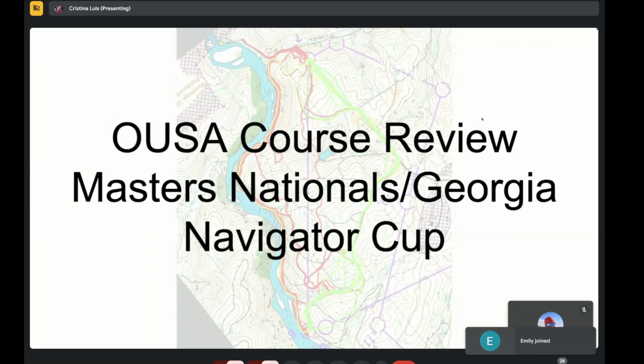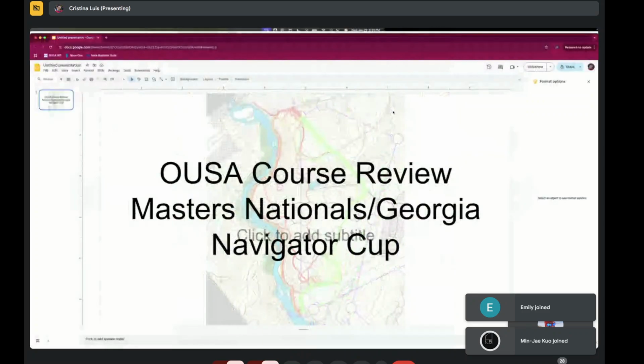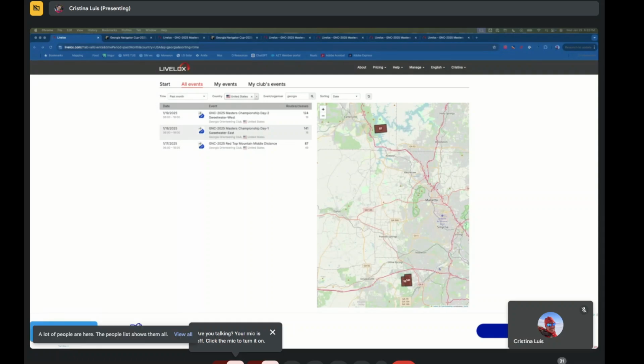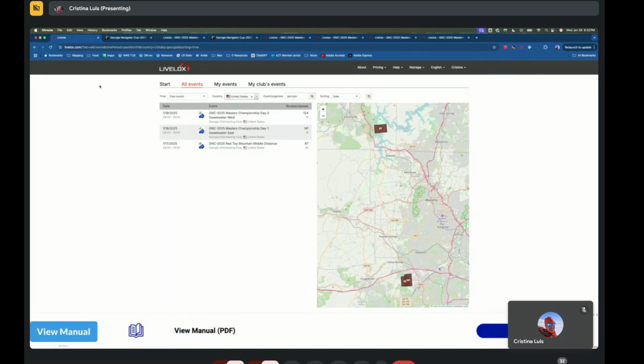All right, awesome. First things first, let's get rid of this. The tools we'll be using tonight are LiveLox, which most people here are probably familiar with. It's a route sharing and analysis tool. Orienteering USA has a nationwide subscription for all clubs, which means that any event an OUSA club puts on has access to the pro features, the advanced features that would normally cost someone money. So we're going to be using LiveLox. If you want to play along at home, you can go to livelox.com.